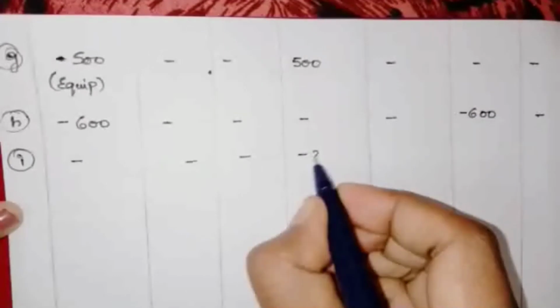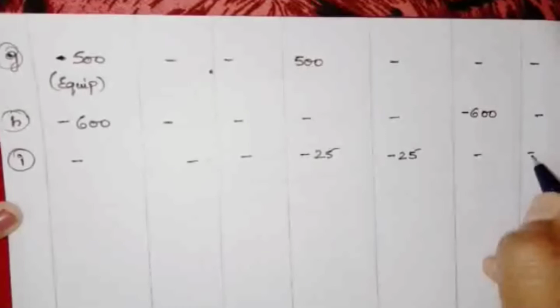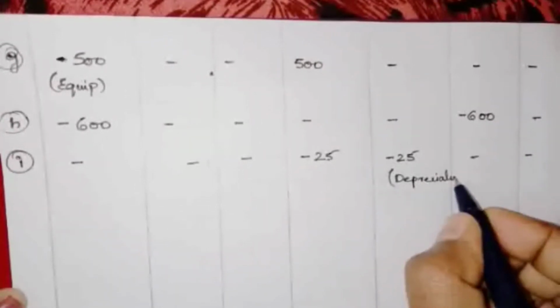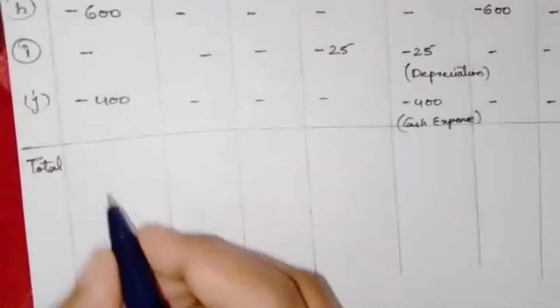Next, depreciation on equipment. Depreciation is reduction in the value of the asset, that is equipment, so deduct it, and it is a non-cash expenditure, so deduct it from the capital head. Okay, and business expenses, it is a cash expenditure, deduct it from the cash 400 and then capital account 400. Okay, cash expenditure. Yes.